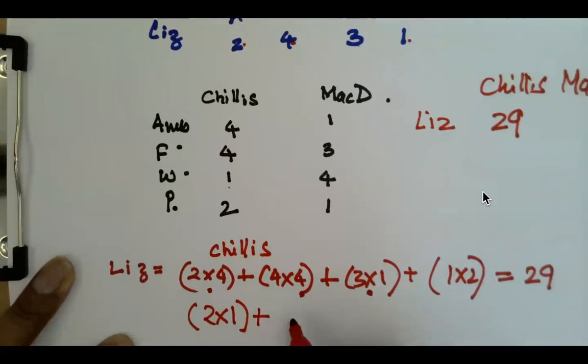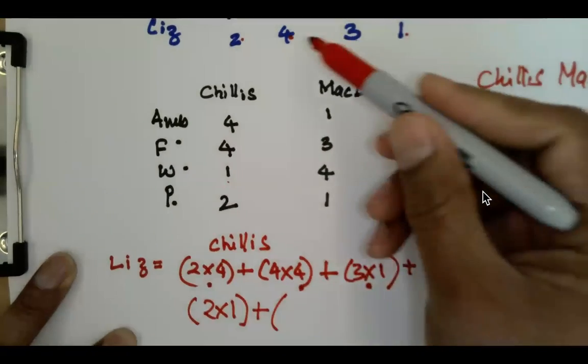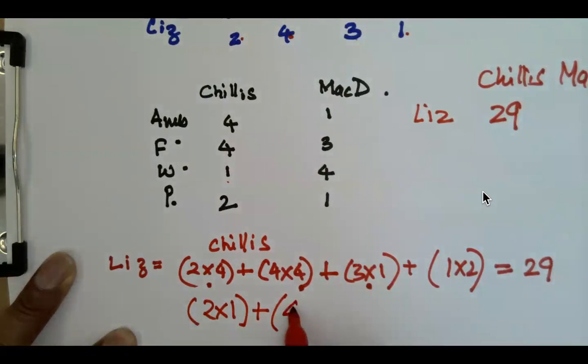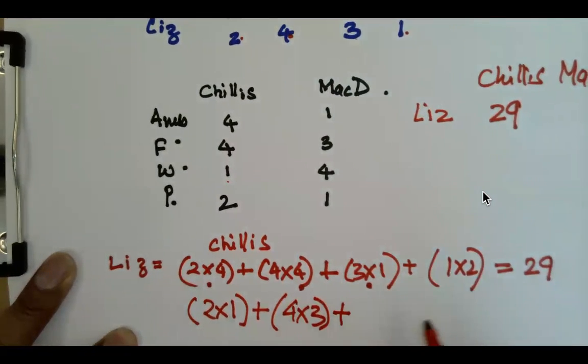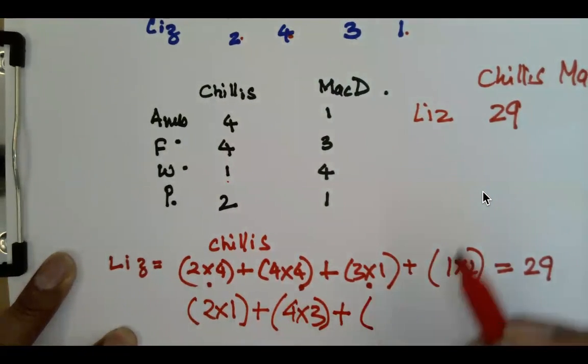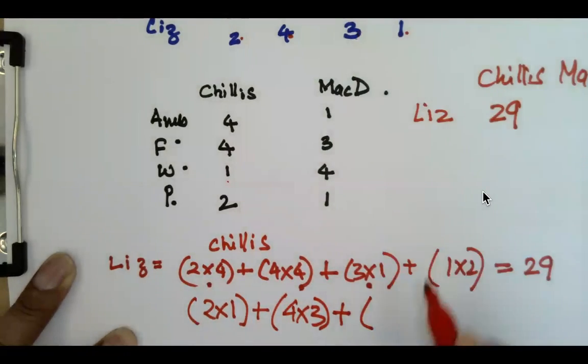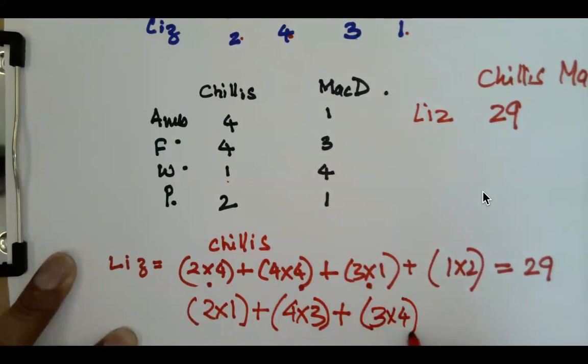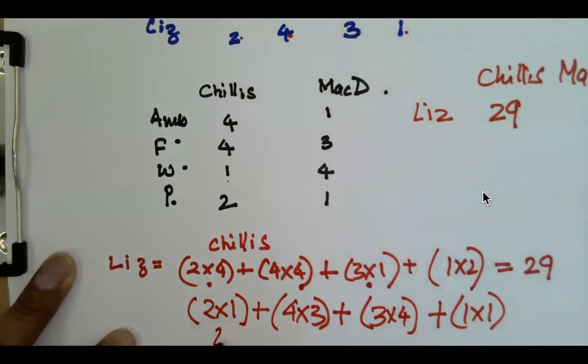Same. Then we're going to multiply 4 with 3, 4 times 3, plus then 3 multiplied by 4, and finally 1 multiplied by 1. Okay, so this is 2, 2 plus 12. So this is 12 and 12, 24, 24 and 2, 26 and 27.